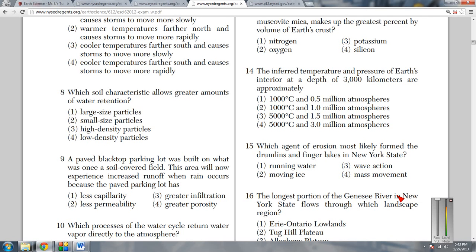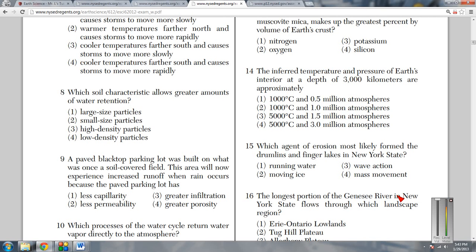Which soil characteristic allows greater amounts of water retention? So what this question is asking is, basically, if we poured water onto some particles, is the water going to go through the slowest? Which one is going to hold that water?